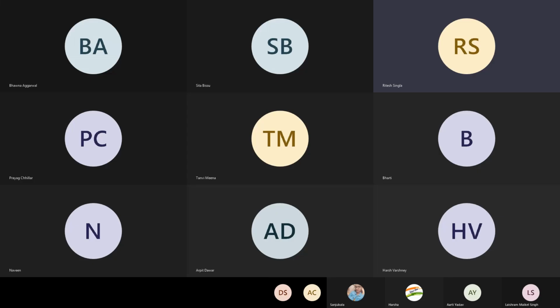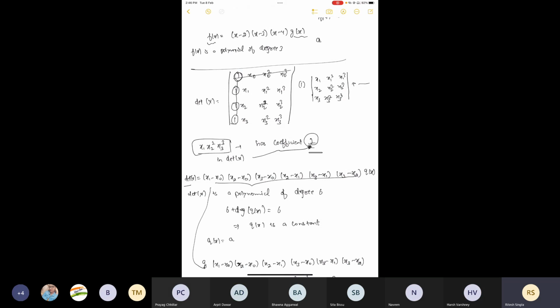x1 row will not be there, or x2 row will not be there, or x3 row will not be there. Fine. Yes, sir. Now I got it. See, okay, so if I do it, then -1, then x naught square, x naught cube, x2 square, x2 cube, and x3 square, x3 cube, right? And plus similar fashion, right? But these terms will not be repeated.